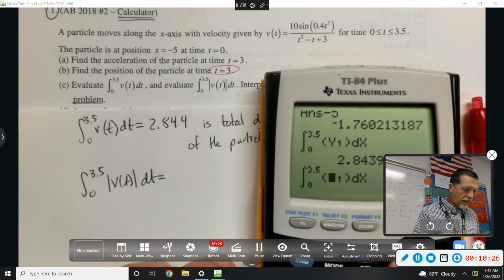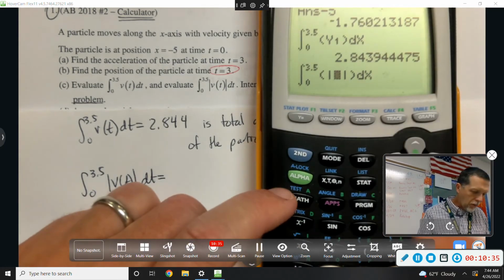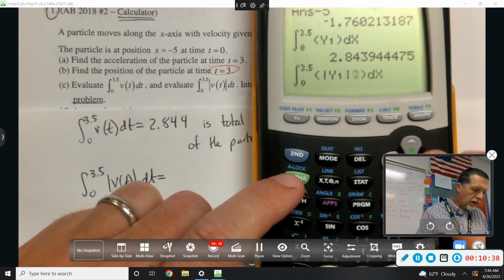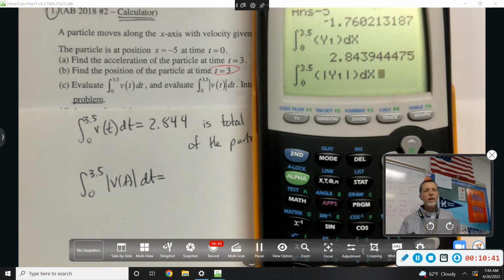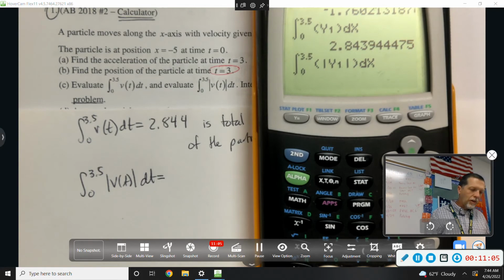Let's see if I can edit this to not have to retype the whole thing. Well, almost. Absolute value bars of y1 dx. Before I hit enter, should this number be greater than or less than or equal to displacement? Probably greater. It might be equal to, but it definitely won't be less than, right? If the particle goes the same direction the whole time, they'll be the same. If it turns around at all, then distance should be greater than displacement. Let's see if that's the case. That way I'll feel better about my answer if I get something bigger than 2.8.